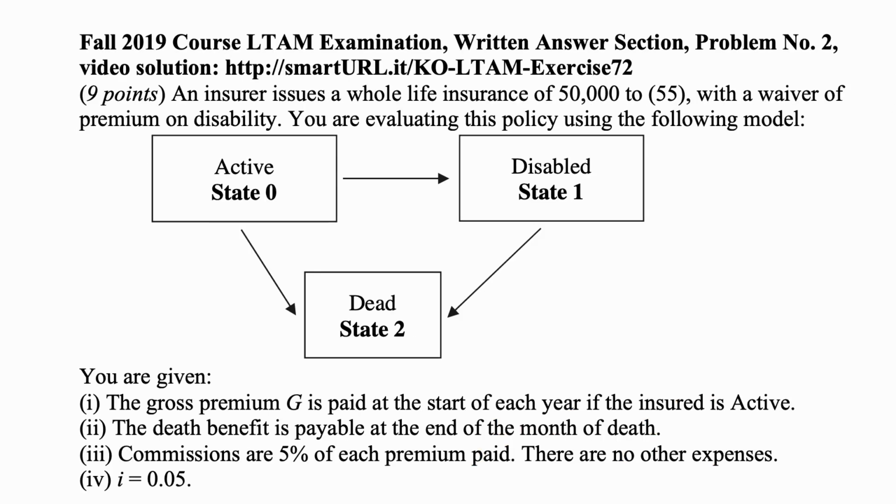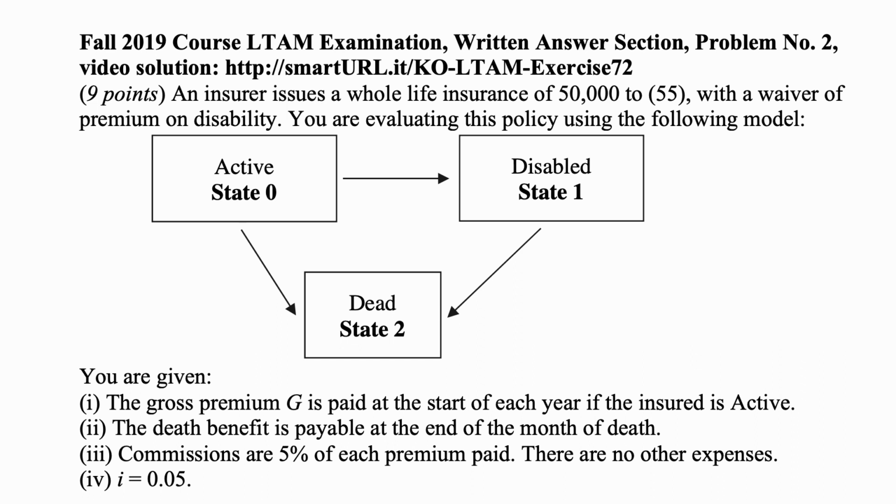Here's a problem for today for exam LTAM. This is problem number 2 from the written answer section from the last exam LTAM. An insurer issues a whole life insurance of $50,000, we don't know the currency, but anyway, to a 55-year-old with a waiver of premium on disability.